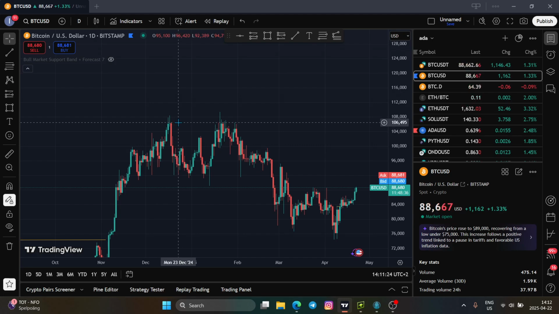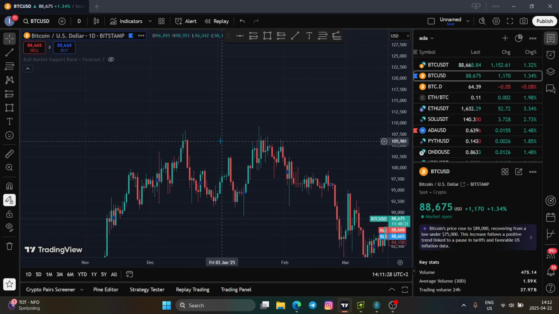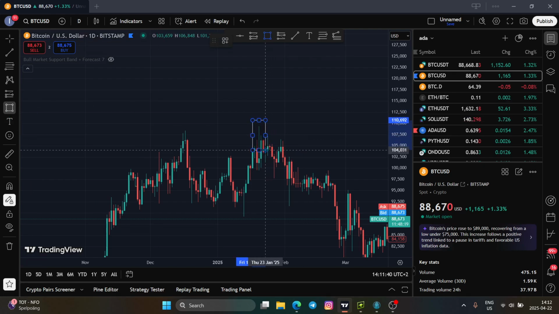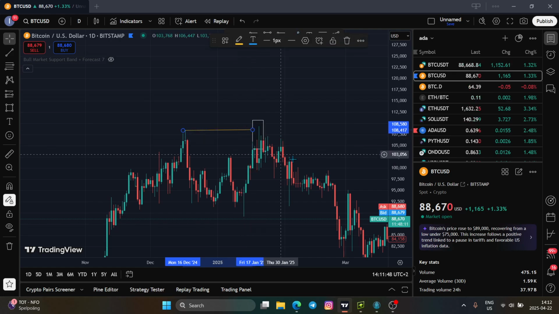It did not break and close above this area. So this is not exactly a higher high. This is a double top, I would say, because you need to close a candle about this area, a candle like this, close about this area, for you to consider this as a higher high.